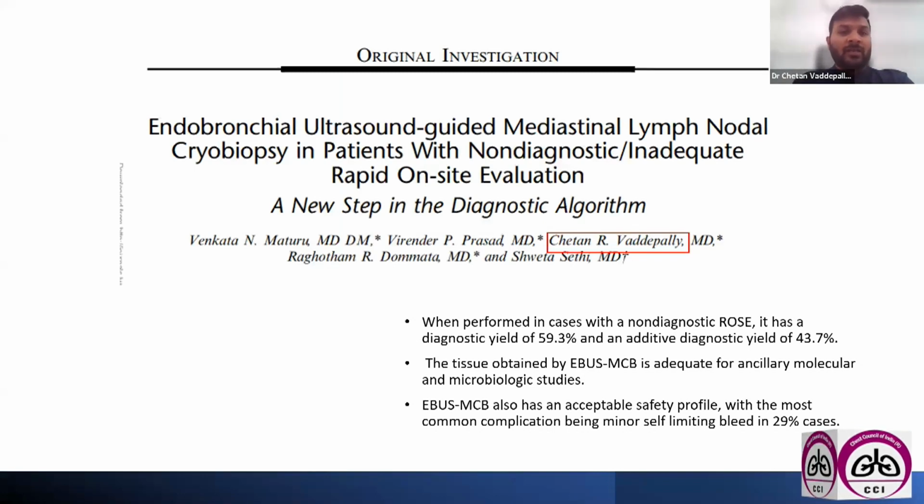So this is one original article that we have published recently from our institute in the Journal of Bronchology and Interventional Pulmonology on endobronchial ultrasound guided mediastinal lymph nodal cryobiopsy in patients with non-diagnostic or inadequate rapid onsite evaluation. And we concluded that when performed in cases with a non-diagnostic ROSE, that is on conventional TBNA, it has a diagnostic yield of 59.3% and additive diagnostic yield of 43.7%. The tissue obtained by EBUS mediastinal cryobiopsy is adequate for ancillary molecular and microbiologic studies. And EBUS mediastinal cryobiopsy also has an acceptable safety profile, with the most common complication being minor self-limiting bleed in 29% of cases in our report.